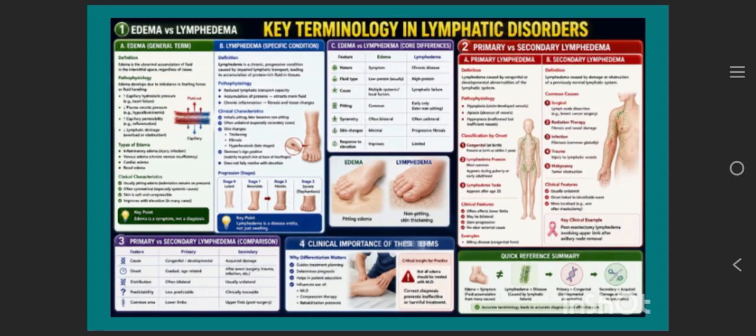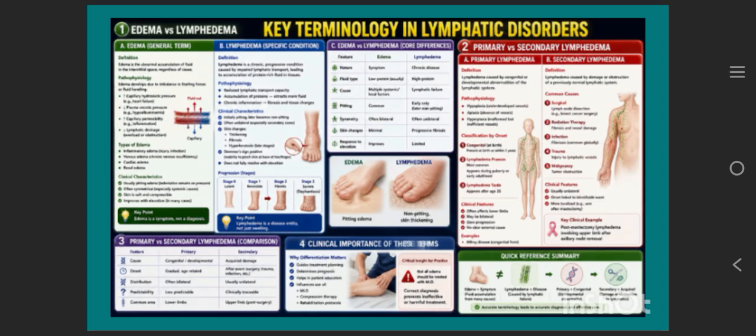What are the clinical characteristics of lymphedema? Firstly, initially pitting, later becomes non-pitting. Second, often unilateral, especially in secondary cases. Third, skin changes like thickening, fibrosis and hyperkeratosis, which are late stages.